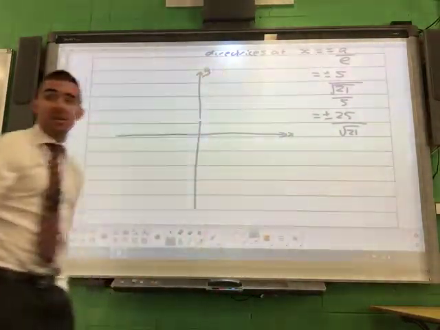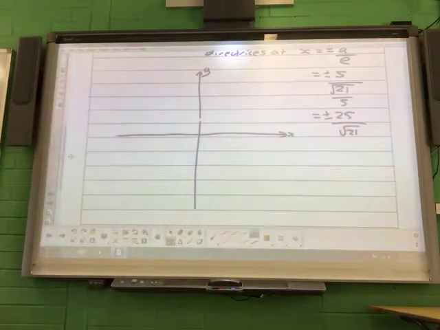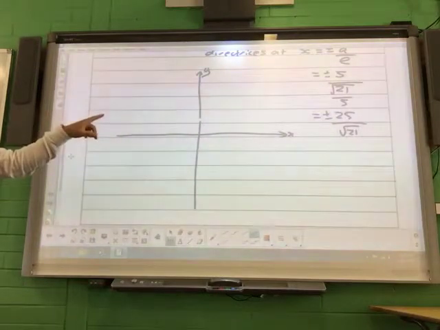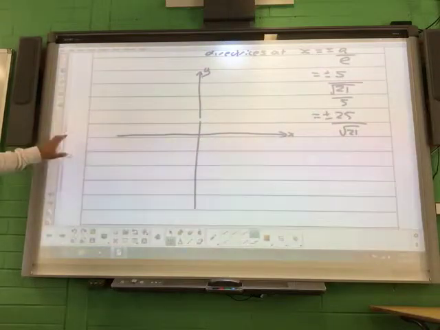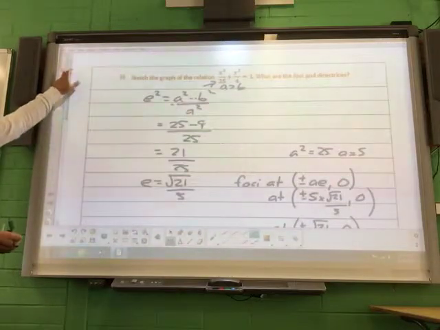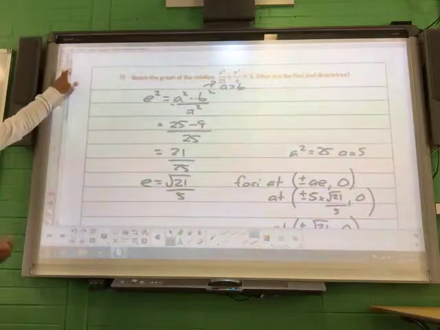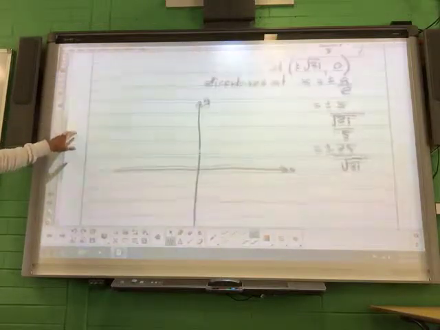Okay, no imaginary numbers involved in this topic. Don't get confused with your Argand diagrams and sketching conics. So we know that the centre's at the origin. The value for A was 5 and B squared is 4, therefore the value for B is 2.